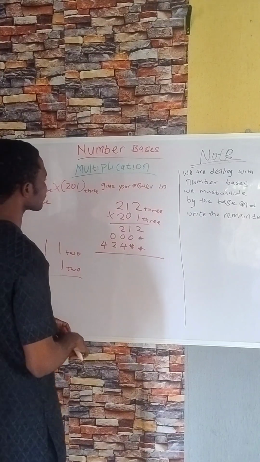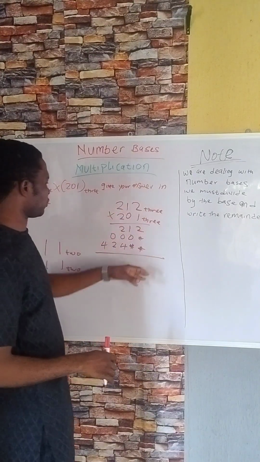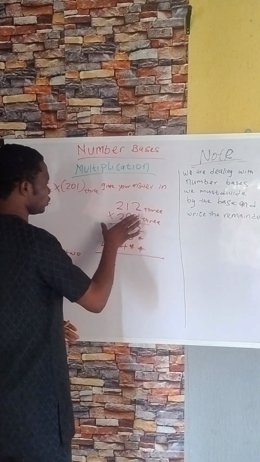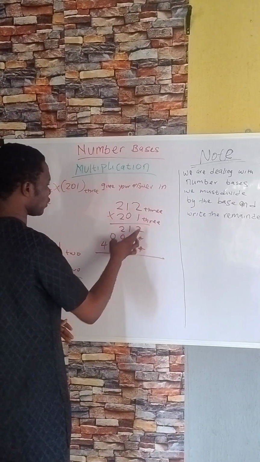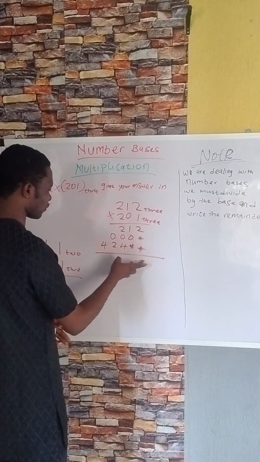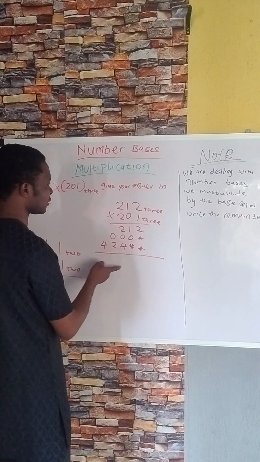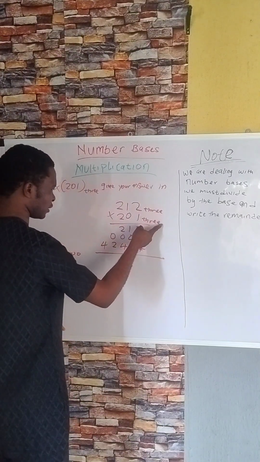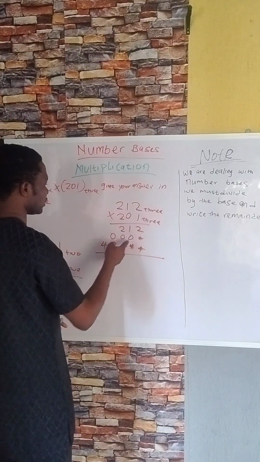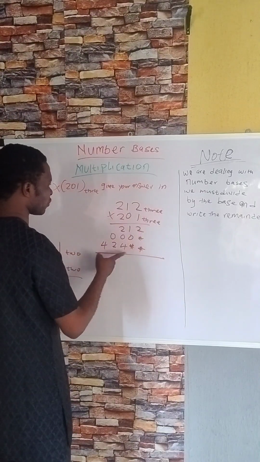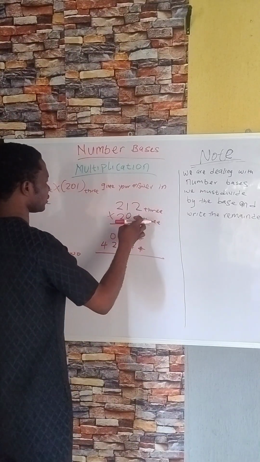Now, this is what I explained. When you are multiplying, just multiply directly. But when you have added up your answer and you are about to write down your final answer, that is when you begin to divide with your base. Don't begin to divide immediately you get 4. If you do, that is going to be wrong. So let's do it this way.